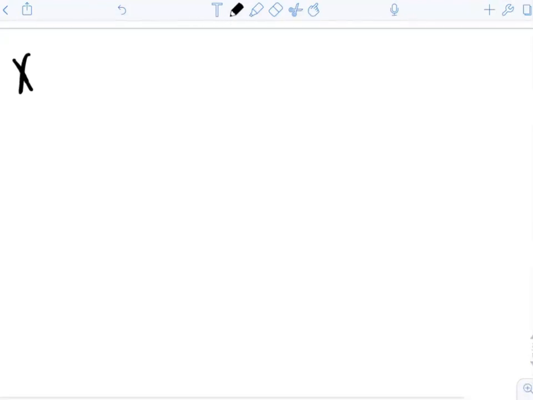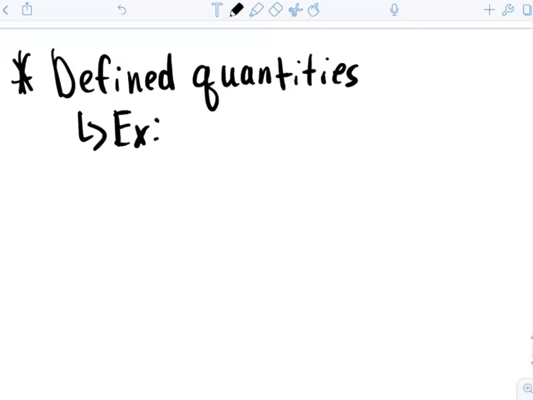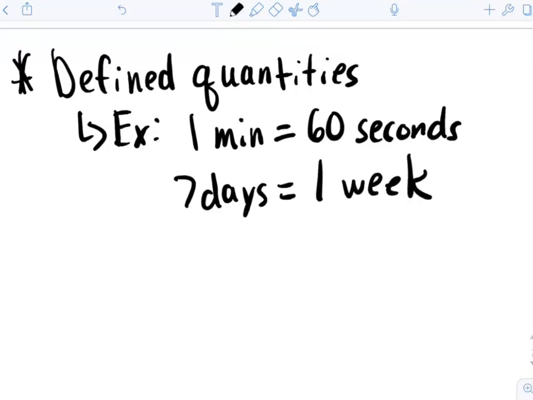Or I could have unlimited if I have a defined quantity. And what we mean by that is if we were to say that 1 minute equals 60 seconds, that's defined, we know that. Or we know that there's 7 days in 1 week. Or there's 52 weeks in a year, and so on. Okay? Now, that is all for our sig figs.